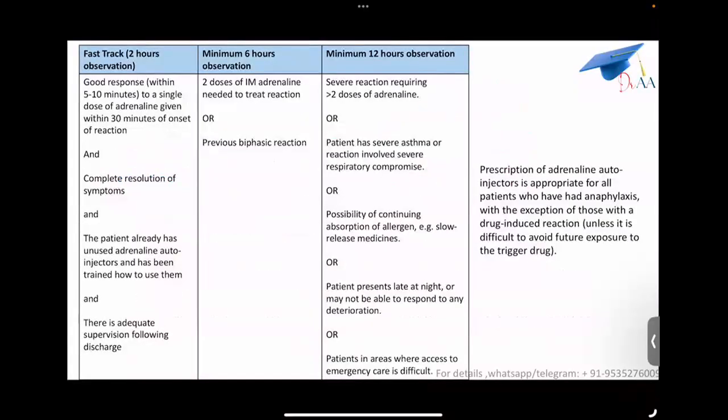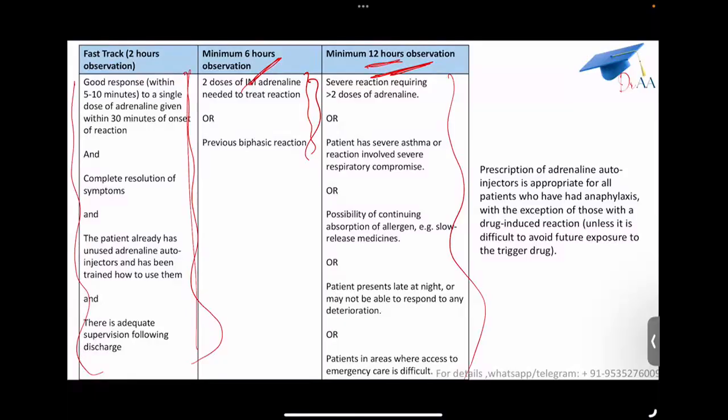Sorry, Doctor, by biphasic, can we suspect it at least 2 hours after exposure for the first attack? You need to observe for a minimum of 2 hours if they satisfy all these criteria. If not, if one of the criteria is met, then 6 hours, and if any one of these criteria, then 12 hours you need to observe. So minimum observation is 2 hours, if they satisfy all these criteria.